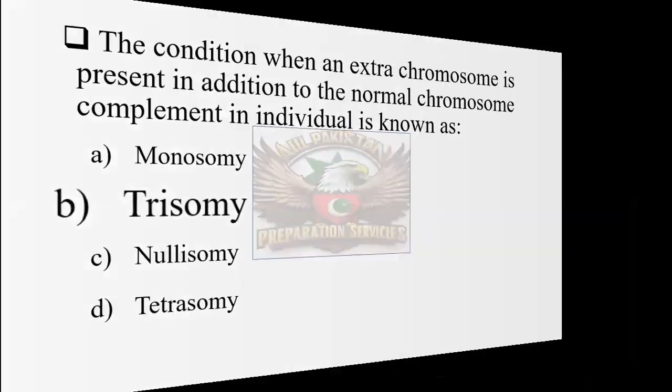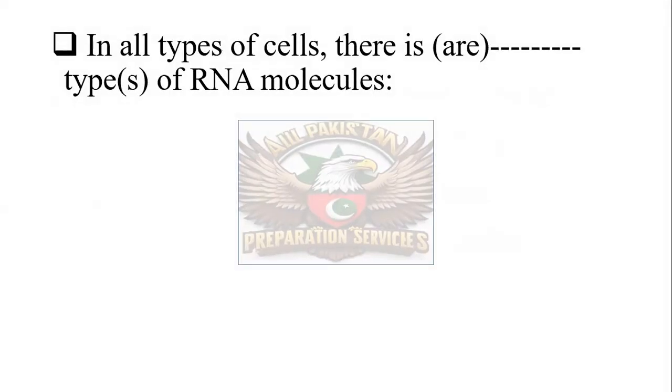In all types of cells, there are dash types of RNA molecules: one, two, three, or four. And the correct one is four types. In all types of cells, there are four types of RNA molecules.